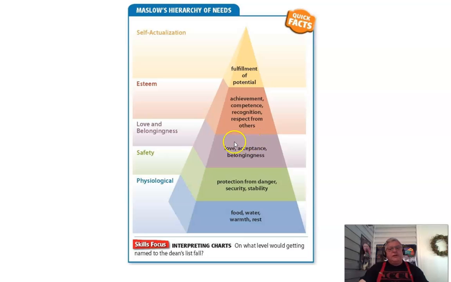And then once we've achieved that, we can work on our achievement and our competence and recognition and respect from others. And then finally, we reach fulfillment of our potential, which is our self-actualization stage. This is where we want to be the best at what it is we do. And so this is an important factor here as well.